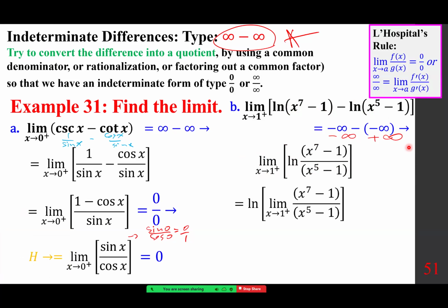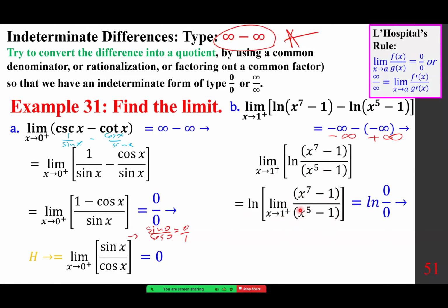If you look at this one, if you plug in 1, let's see what happens. This becomes 0, this becomes 0, but 0 from the right in essence. So ln of 0 over 0. So inside, because it's 0 over 0, we can use L'Hopital's rule.